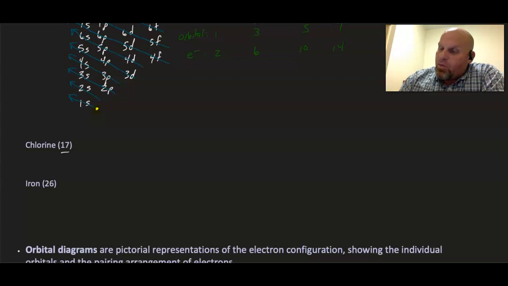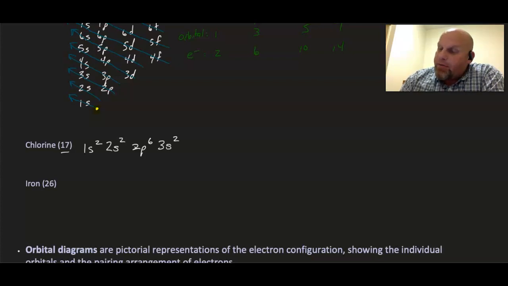So first I'm going to fill 1s, and s can hold 2 electrons. Then comes 2s, s can hold 2 electrons. So I'm at 4, again just counting up till 17. After the 2s is 2p, p can hold 6, that gets me to 10. 3s comes next, that can hold 2. I have a total of 12.